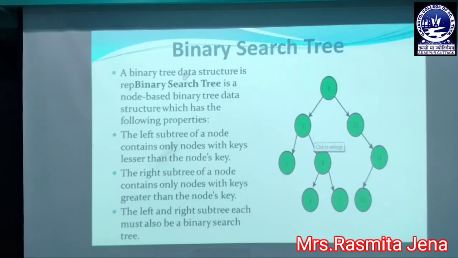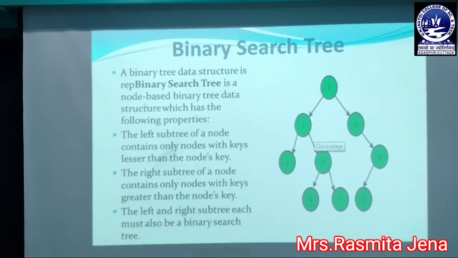Okay, let's see the binary search tree. A binary search tree is a node-based binary tree data structure which has some properties. The left subtree of a node contains only nodes with keys lesser than the node's key. You can see in this example, this is the node, this is the left subtree and this is the right subtree. You can see the left subtree key value is 3, which is lesser than the node key value, that is, 3 is less than 8.